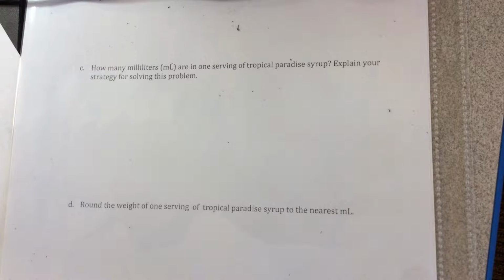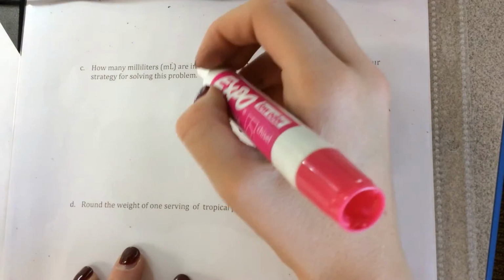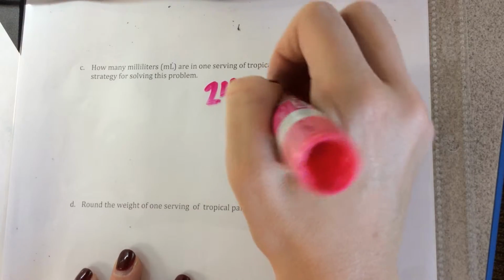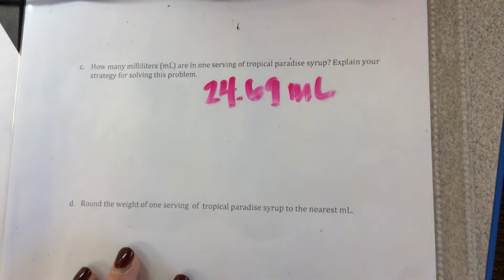Let's do C. This is still part of number 4, but it's C. It asks, how many milliliters are in 1 serving of Tropical Paradise syrup? Explain your strategy for solving this problem. So, we know how much syrup he made total. We found that out on the last one. We found the actual amount, which was 24 and 69 hundredths milliliters. That's how much syrup he made.